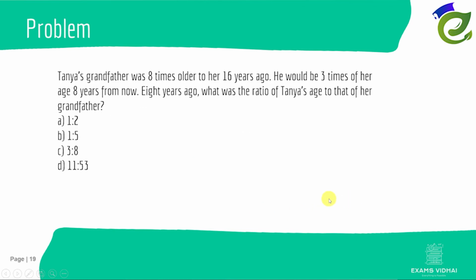So here we'll see another problem. If you want to solve the problem here, pause the video, because I'm going to discuss how to solve this in the next slide. So we have: Tanya's grandfather was 8 times older to her 16 years ago. He would be 3 times her age 8 years from now. And 8 years ago, what was the ratio of Tanya's age to that of her grandfather? Okay, this is an interesting problem.